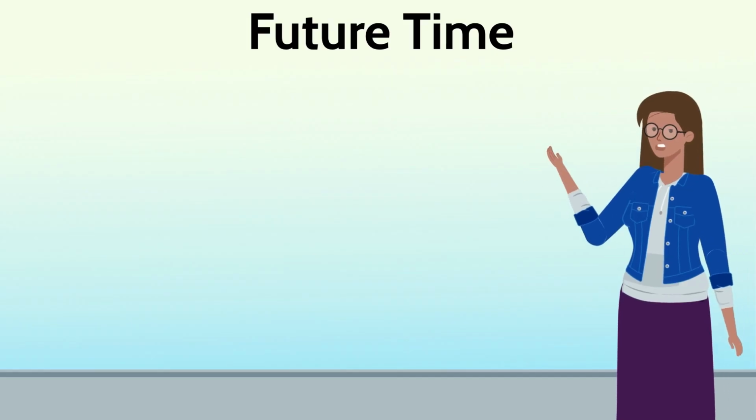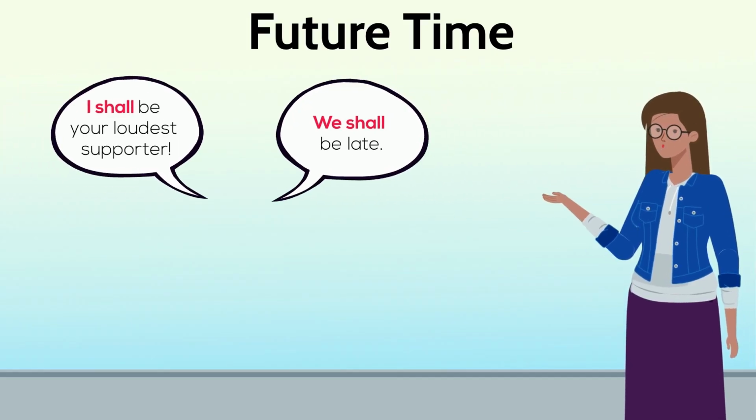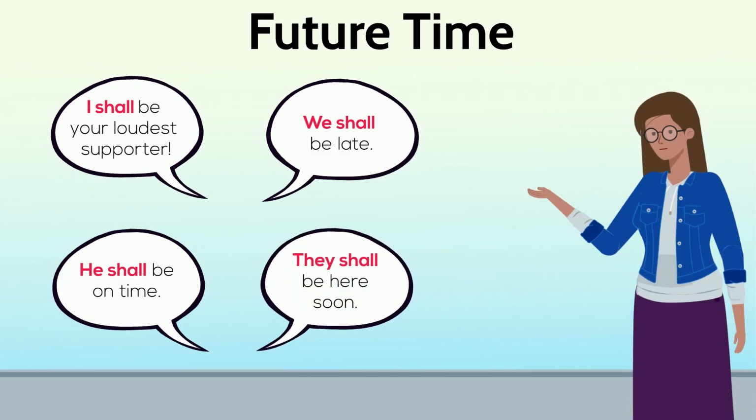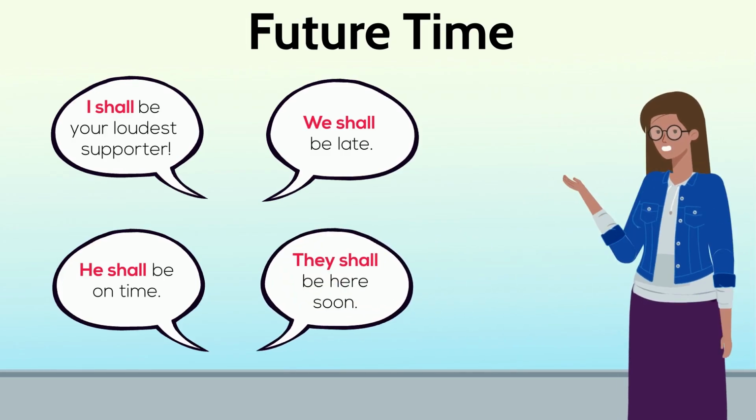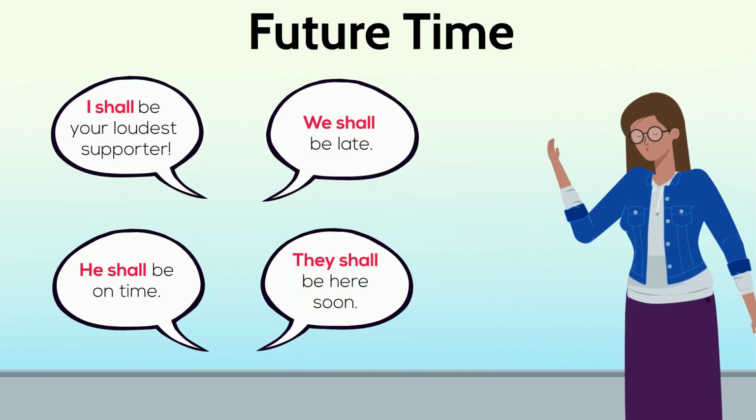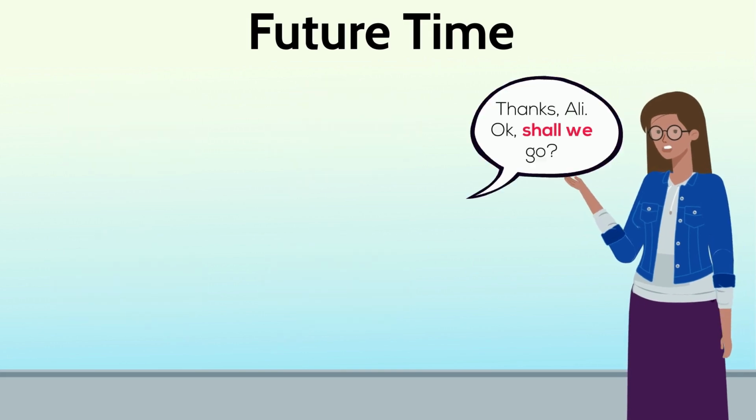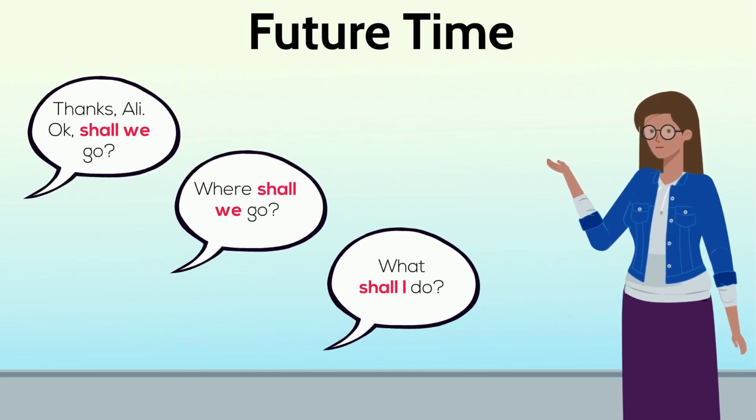When we use shall in a positive sentence, we can use any subject. But when we make questions with shall, we usually only use the subjects I and we.